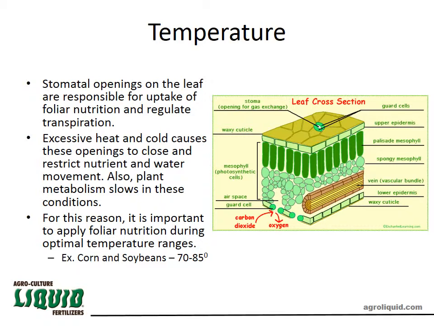For example, corn and soybeans would be 70 to 85 degrees. I realize that that's not achievable a lot of times, but trying to maintain as close to that degree range as we can when we're putting out our foliar products is going to lead to the biggest amount of success for us in these applications.